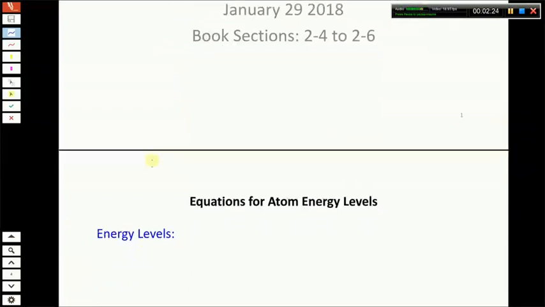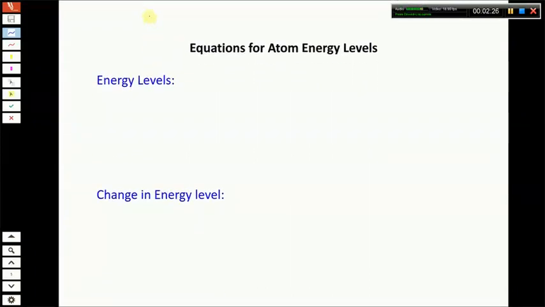So as we established last time, each of these circular orbits represents a different energy level, and photons are absorbed or emitted as electrons move between the energy levels. Today we're going to start talking about that a little bit more quantitatively and giving you the equations that are associated with those energy levels, as well as how we use them in different contexts.